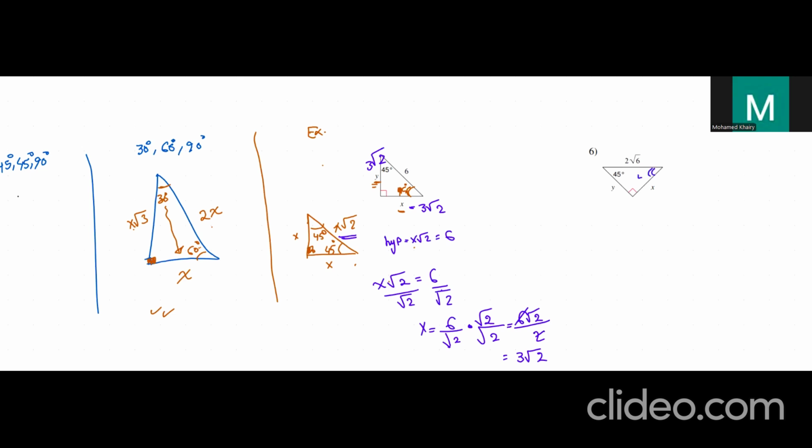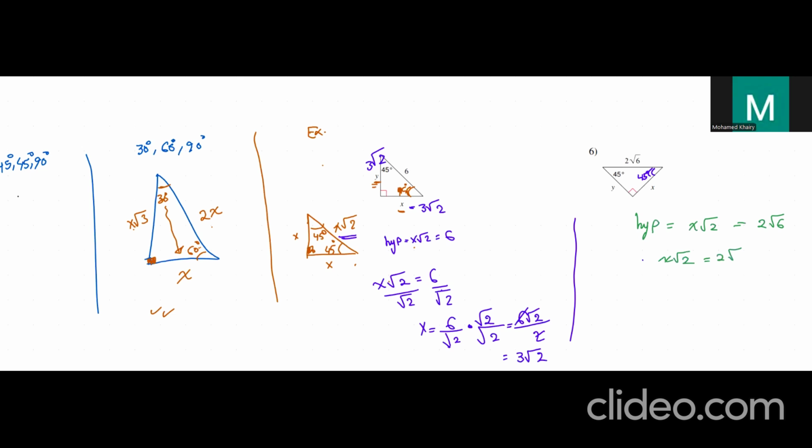45 degrees, right? The hypotenuse here is given as 2 radical 6. So what's the hypotenuse? We've memorized already. So this one is x radical 2, right? So x radical 2 equals 2 radical 6. I'm going to just take it down. x radical 2 equals 2 radical 6.